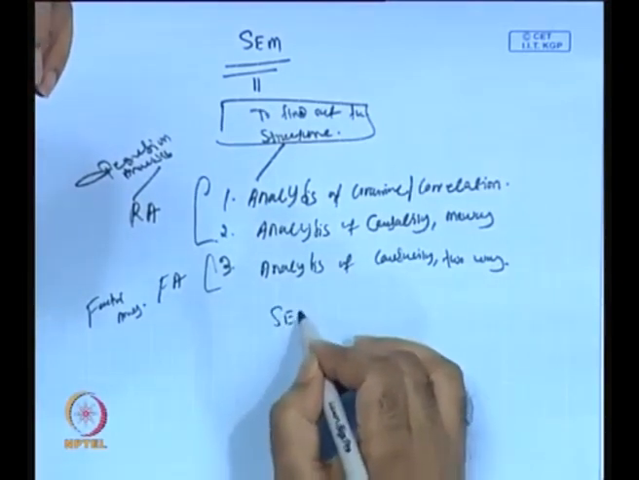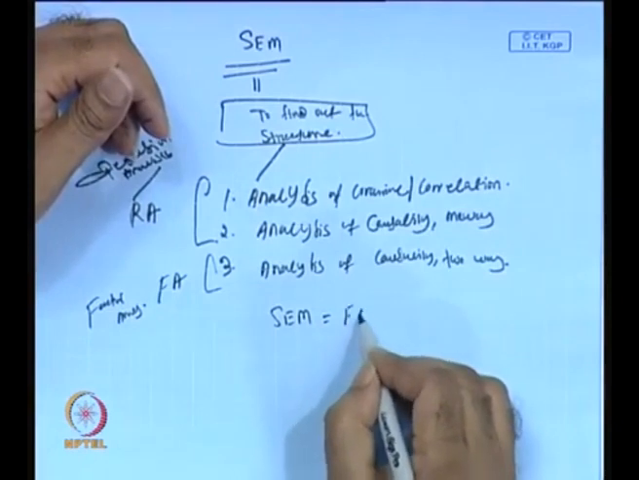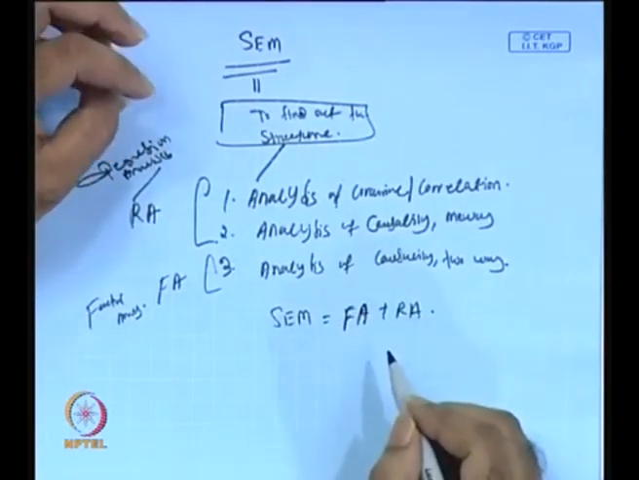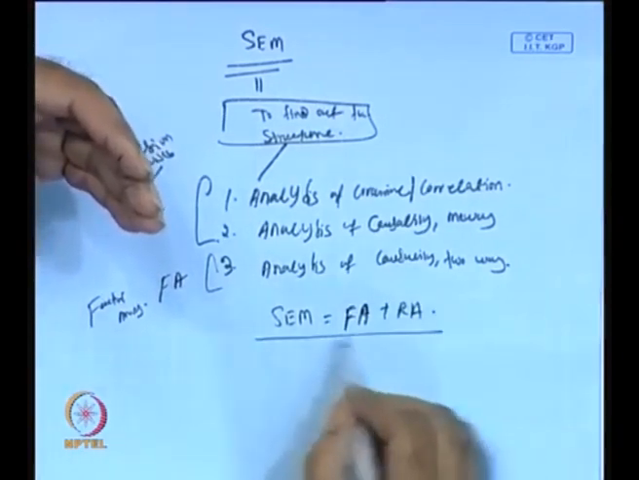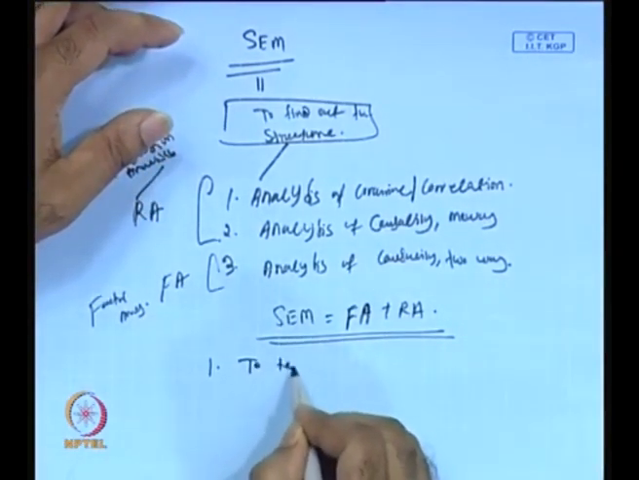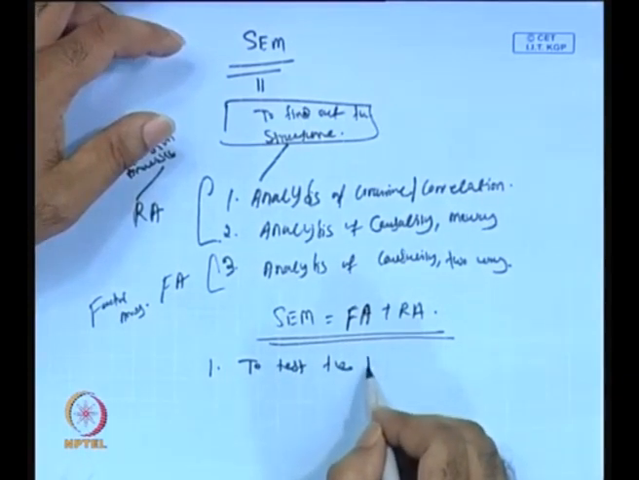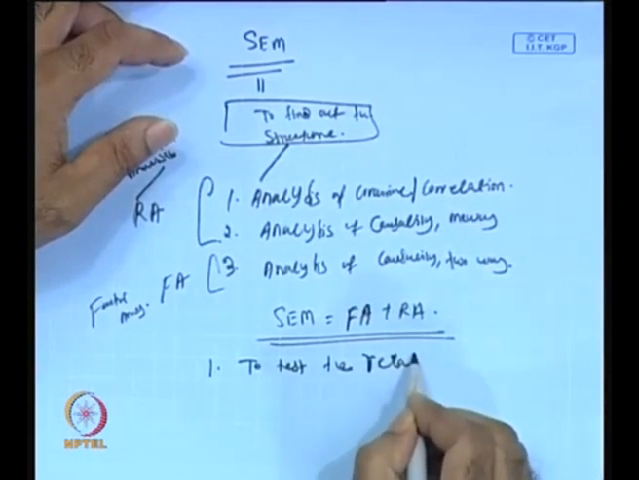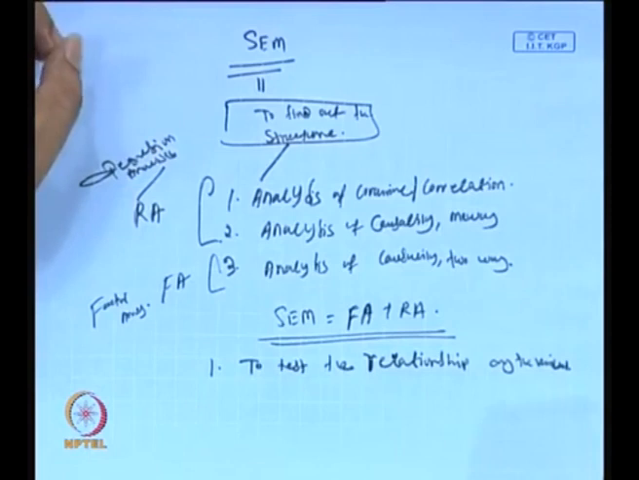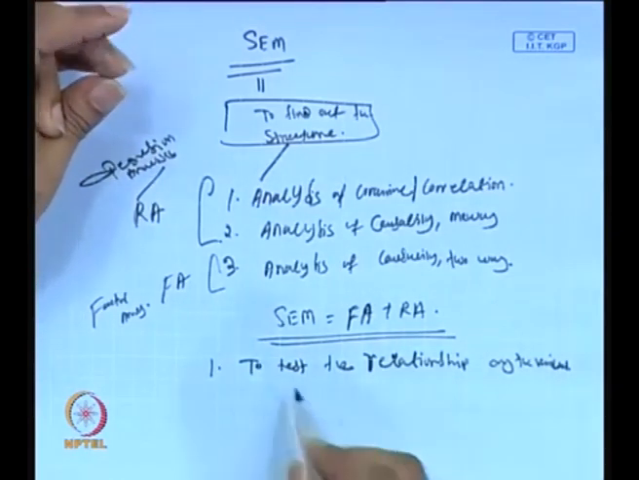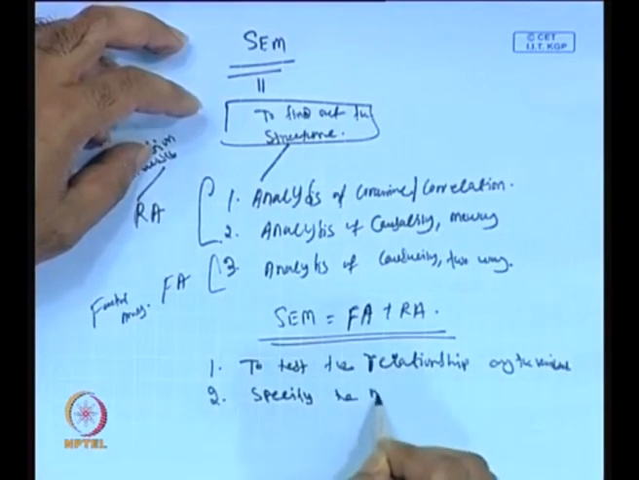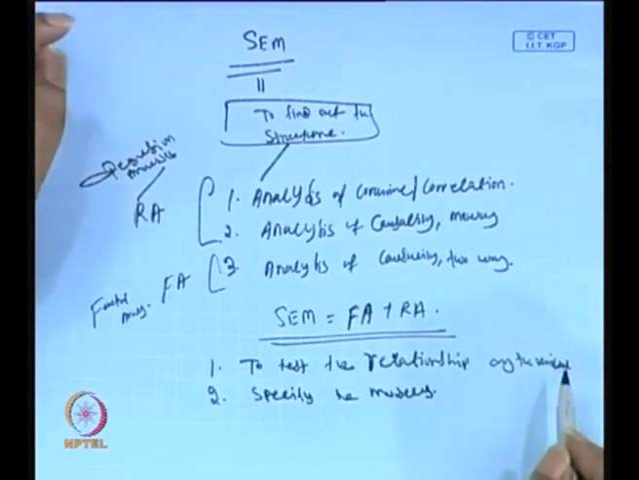So structural equation modeling is the integration of factor analysis plus regression analysis. Now if you integrate these two, then obviously we have to highlight certain things here. So the first thing is to test the relationship, or to examine the relationship among the variables. This is the first objective. And specify the models that explain the data, specify the models that can incorporate the existing data.